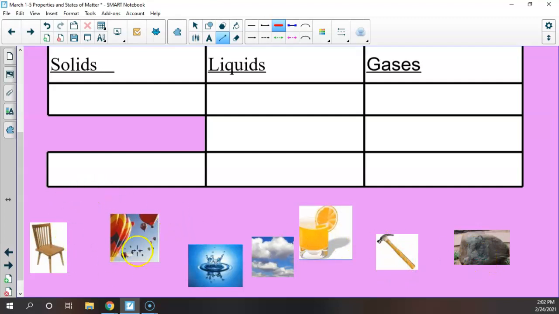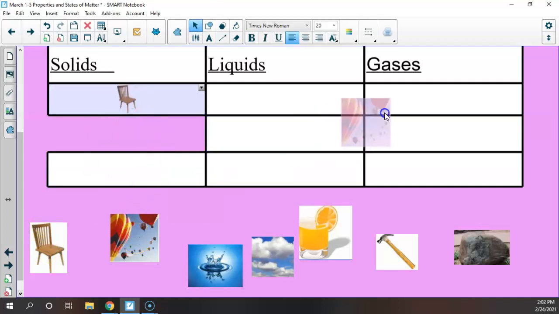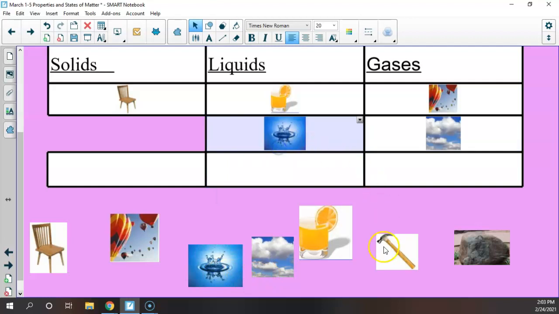Now with the hot air balloons, I want you to think about what's inside of the balloon. All right, pause the video to write that down. All right, so I am hoping that you put the chair in the solid, the balloon in the gases, the orange juice in the liquids, clouds in the gases, the water in the liquid, the hammer in the solids, and the boulder should go in the solid as well.